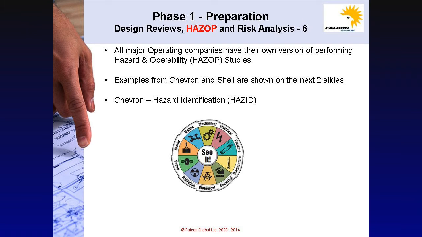HAZOPs. All major operating companies will have their own version of performing hazard and operability studies. Examples from Chevron and Shell are shown on the next two slides. Chevron use a technique called hazard identification, or HAZID. In this, they assess individual and combined energy sources to determine if a hazard could be present. The energy sources are mechanical, electrical, pressure, temperature, chemical, biological, radiation, sound pressure, gravity, and motion.